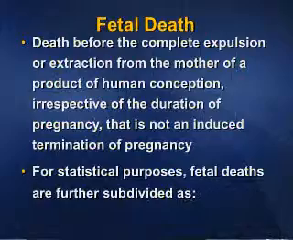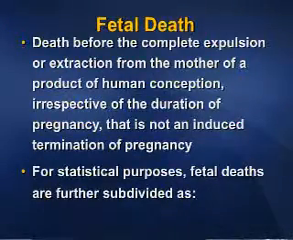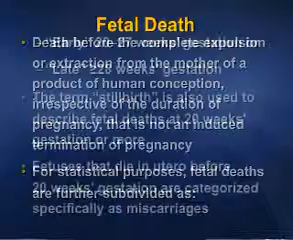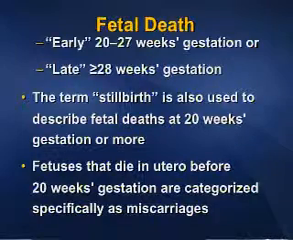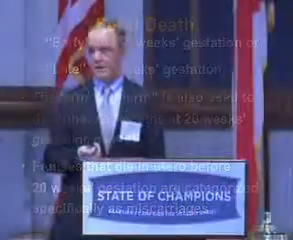For statistical purposes, these deaths are divided into early and late. Okay, the early fetal deaths are between 20 and 27 weeks gestation. The late are after 28 weeks gestation. The term stillbirth, which is frequently used, often describes fetal deaths at 20 weeks of gestation and later. Okay, and fetuses that die in utero before 20 weeks gestation can often be referred to as a miscarriage. Okay, these are some definitions that are important.